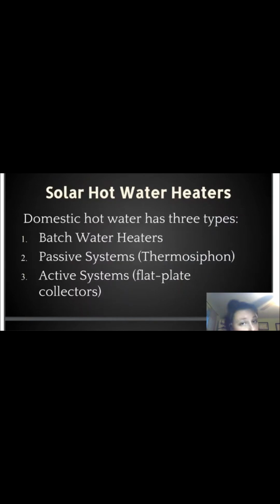Now let's go back into the world of solar and talk about passive solar hot water heating systems and then an active system at the end. And so we're going to talk about the batch hot water heater system, a passive version, and a thermosyphon system, where I'm using gravity to heat my water. And then finally, we'll talk about the active systems. These are products that you buy. These are flat plate collectors.